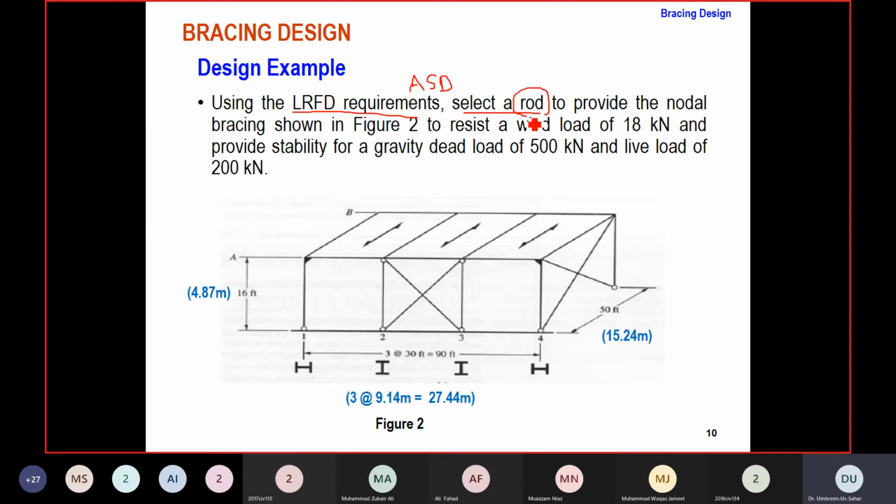The type of the section should also be given to you. If not, then any type of section you can select by yourself. ठीक है, अगर ब्रेसिंग डिजाइन आपको आ जाती है, तो आप कोई भी चूज कर सकते हैं. आपके स्टील फ्रेम के डिजाइन में भी आपको ब्रेसिंग के लिए सेक्शन नहीं बताया हुआ, कि आपने चैनल सेक्शन लेना है या रॉड लेना है या किस पर डिजाइन करना है.